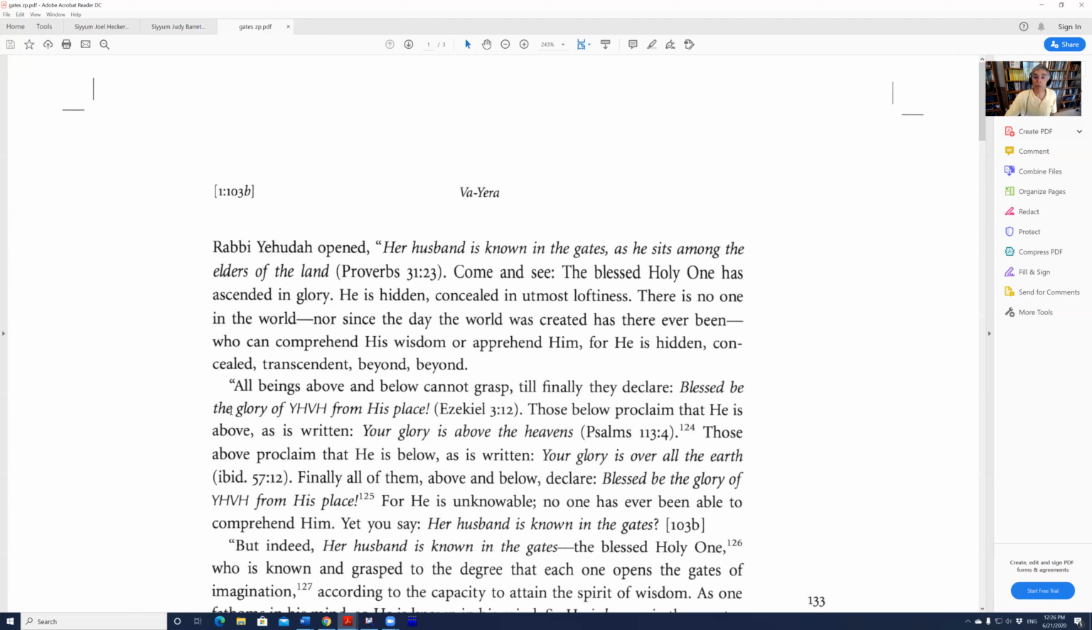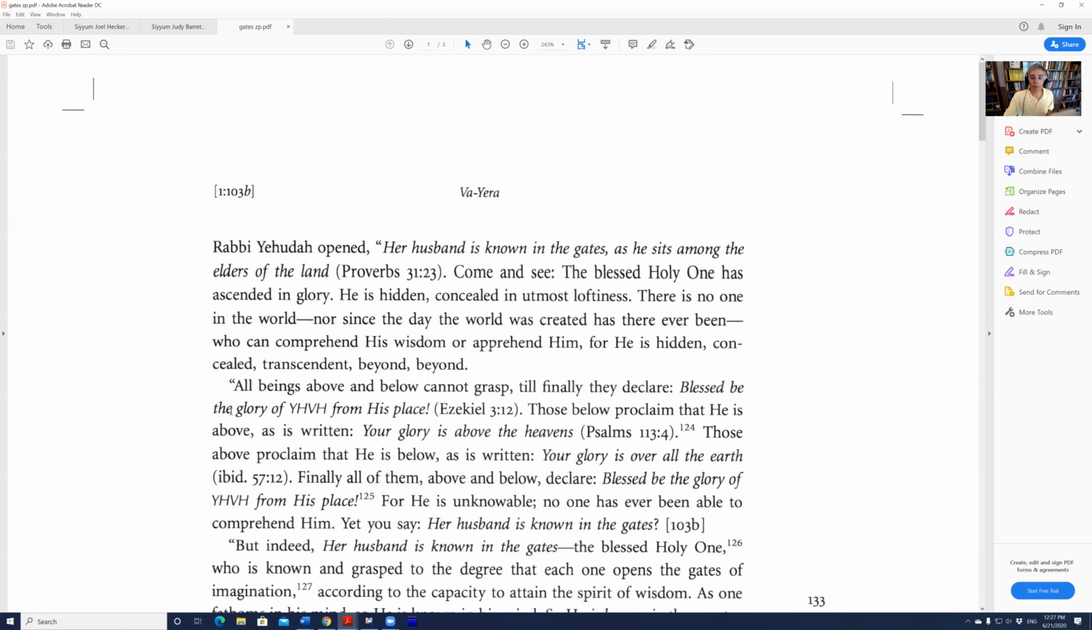Yet you say her husband is known in the gates? There's a little bit of Zoharic humor here, I think. The scene here is really the angels above, all beings above and below. The beings above are the angels. The beings below are us, humanity. Nobody really can pinpoint God. Nobody can define God. Nobody can locate God exactly. So those on earth say, well, he must be up there. Your glory is above the heavens. And the angels also cannot really locate God. They figure God must be on earth.